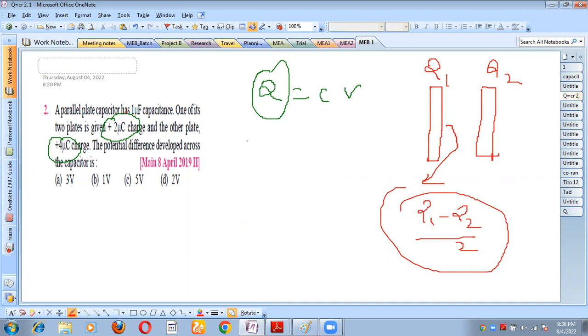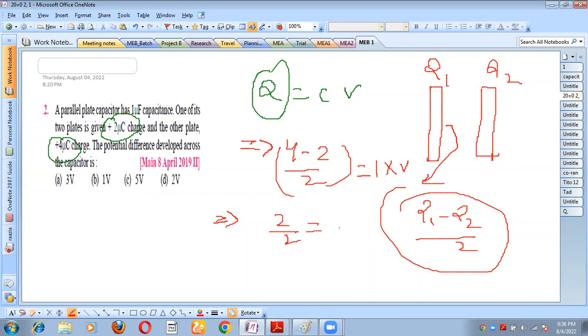So we'll put the values here. What is the value of Q1? We will take Q1 as the greater charge. So 4 minus 2 divided by 2 equal to C times V. What is the C? 1 microfarad, microcoulomb and microfarad will be cancelled out. So from here what we will get? 2 upon 2 equal to V. So we will get V equal to 1.